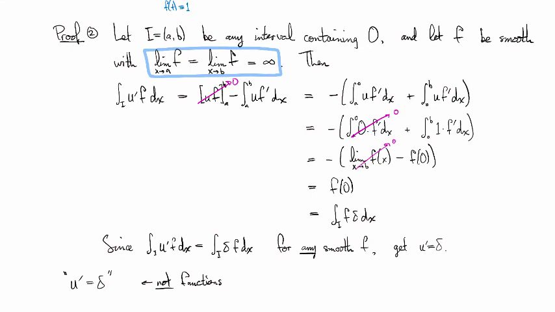And so the notion of what it means for two of them to be equal is a little bit different than for functions. And the way we say that they're equal is if you integrate any nice smooth function that vanishes at the endpoints against them, then you get the same thing.